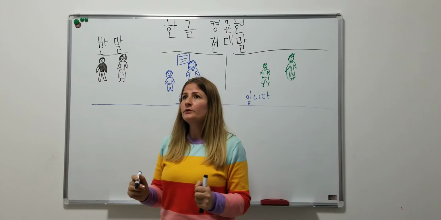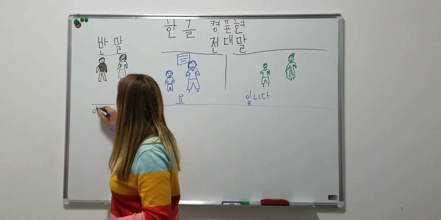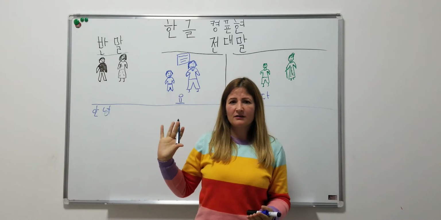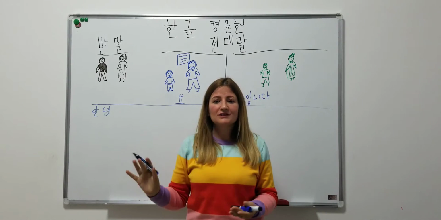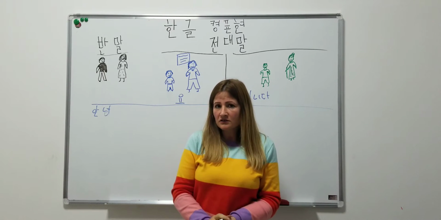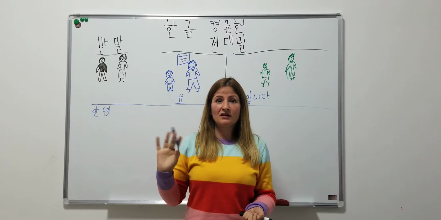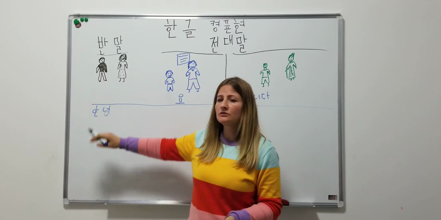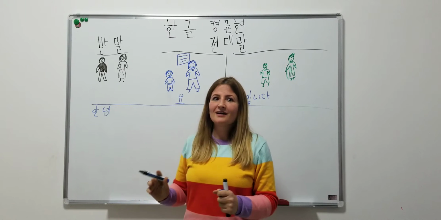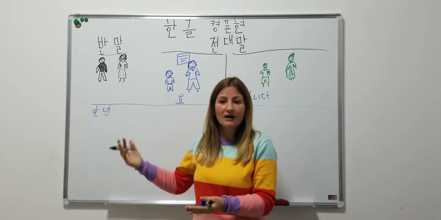Let's take, for example, the word 안녕. 안녕 is hi. You already know that this one you can only say to your friends or to someone who is younger than you. But you cannot say 안녕, let's say, to your teacher. 선생님 안녕. Okay. 안녕 is a word, it means hi. You can say it at any time of the day. You can say hi, but you can also say bye, 안녕. So it's hi and bye.